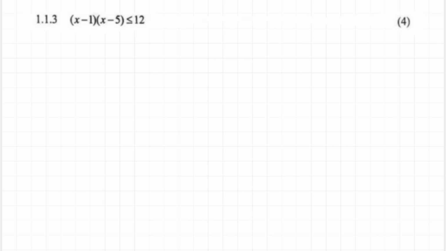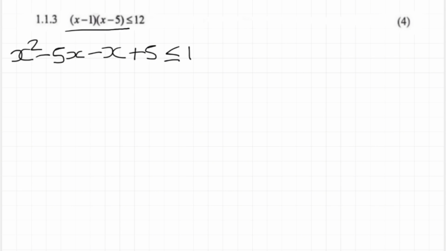What can we do? We need to first distribute these brackets. x multiplied by x is x squared, minus x times 5 is minus 5x. The negative 1 is going to be minus x, and then this is going to give me positive 5, which is less than 12. From here, I can group the like terms. Negative 5 and negative 1 is going to give me negative 6x, and then plus 5. I can take this 12 to the other side, so it's going to be minus 12.